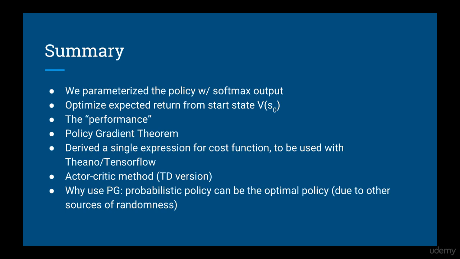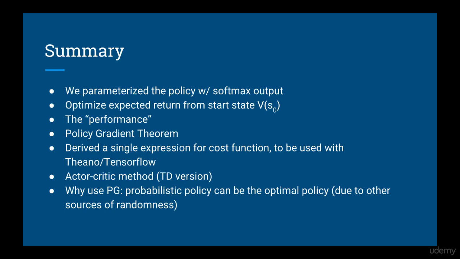Next, we looked at the policy gradient theorem. We manipulated the results of the policy gradient theorem in order to give us a single cost function that we could then input into Theano or TensorFlow, which is going to be helpful during implementation. Next, we looked at a modification of the policy gradient algorithm that uses a baseline, and we call this difference between the return and the baseline the advantage. We then looked at the actor-critic method, which uses TD updates instead of Monte Carlo updates.